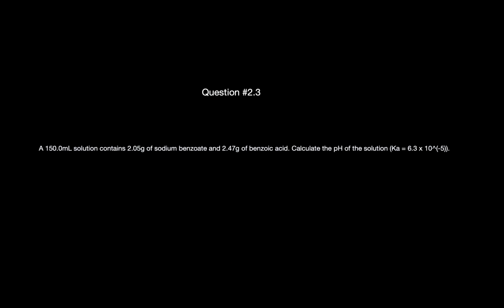Question 2.3. A 150 milliliter solution contains 2.05 grams of sodium benzoate and 2.47 grams of benzoic acid. Calculate the pH of the solution. Ka equals 6.3 times 10 to the negative 5. Okay, so this is going to be a common ion problem. We know we have benzoic acid and we know we have sodium benzoate. So first, let's figure out how many moles of each we have, and then we'll figure out how we're going to write this out.